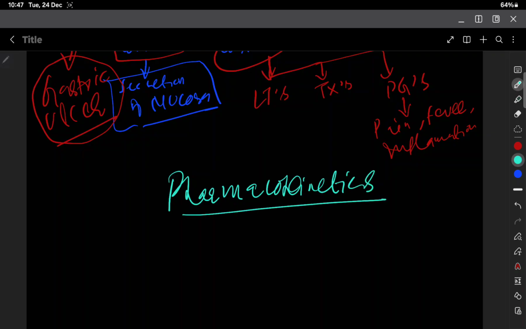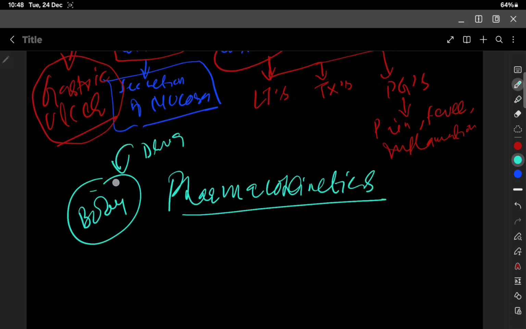Pharmacokinetics. What the body does to the drug. This is the body. What this body will do to the drug which we have taken. So here the main focus is on the body. What the body does to the drug, that is called pharmacokinetics. So what will be the first thing?